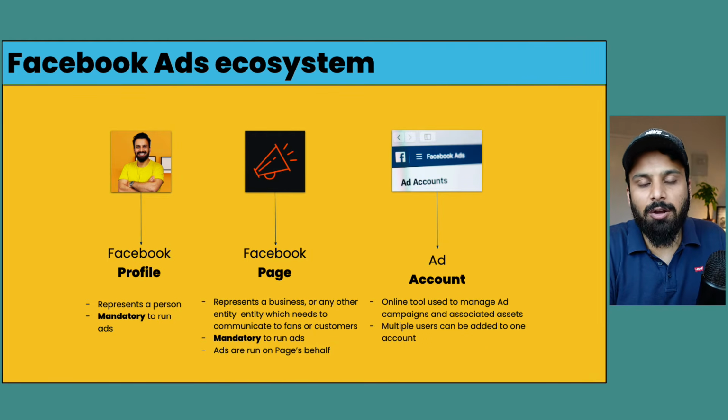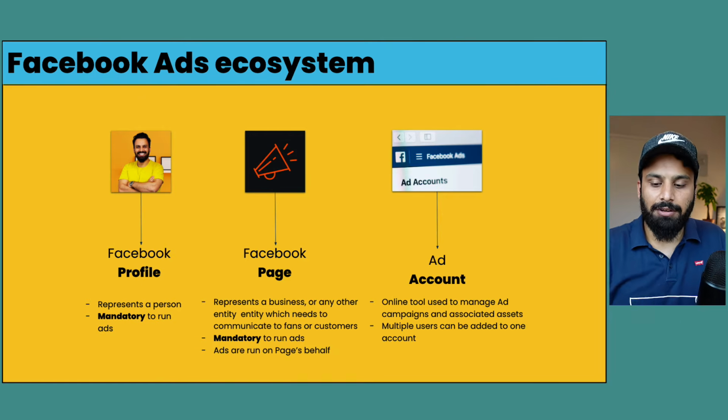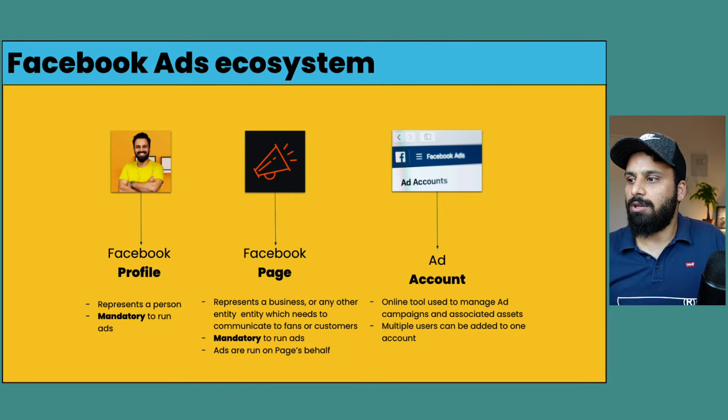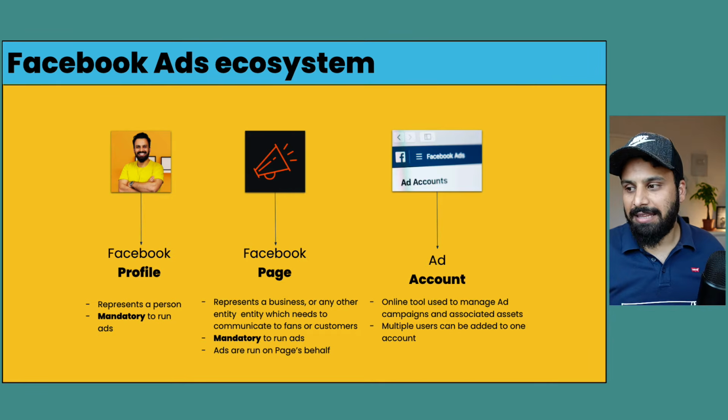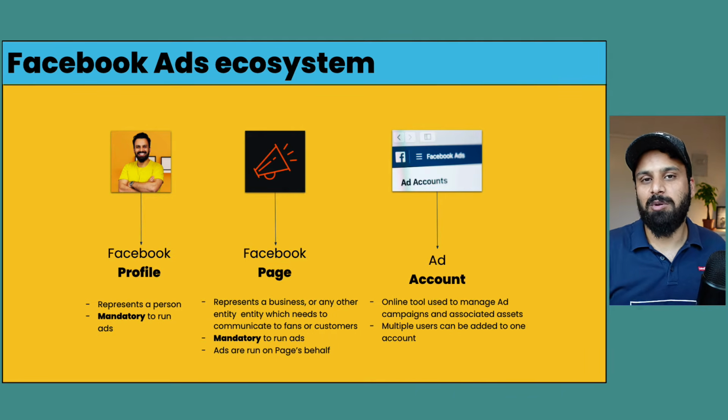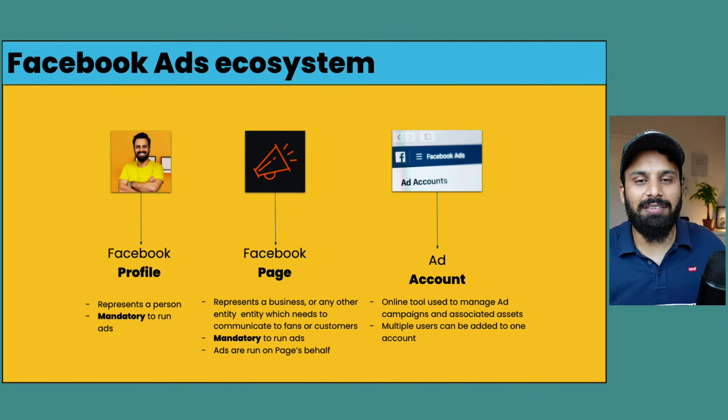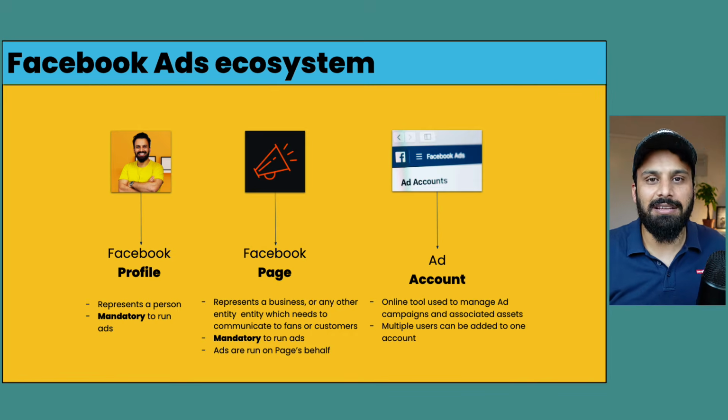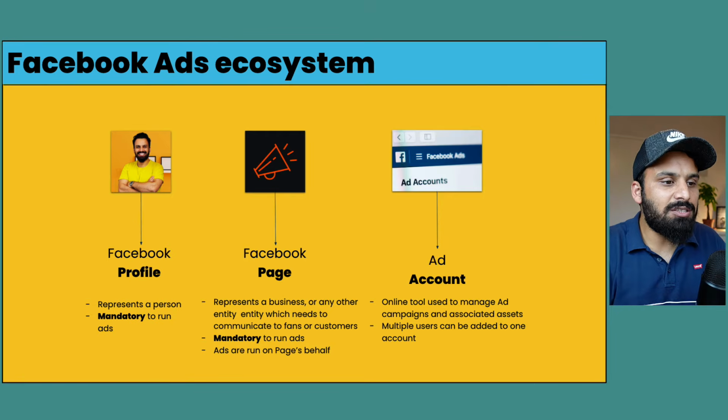Then there is one more thing called Facebook pages. For example, if we talk about Nike, the BBC, business entities, they have Facebook pages. They don't have Facebook profiles. Nike does not have a profile with friends and stuff. They have a page because they have people who follow them. They have fans who follow them.